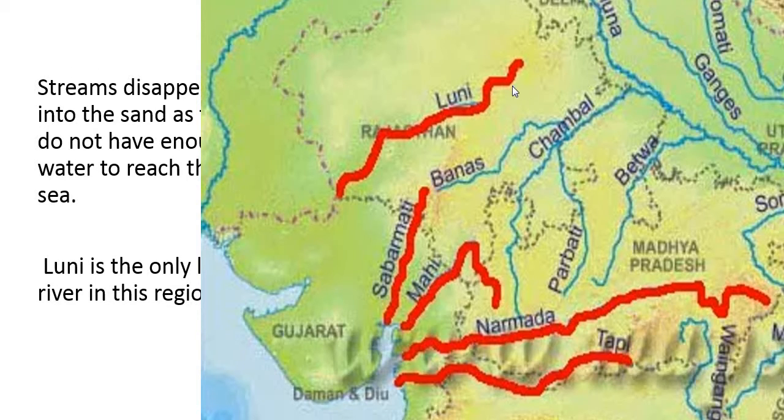This is the location of the Luni River, and it is landlocked, starting from one particular place and ending here on land. That is why it is called a landlocked river. It is a west flowing river. This is the only long river of Rajasthan.